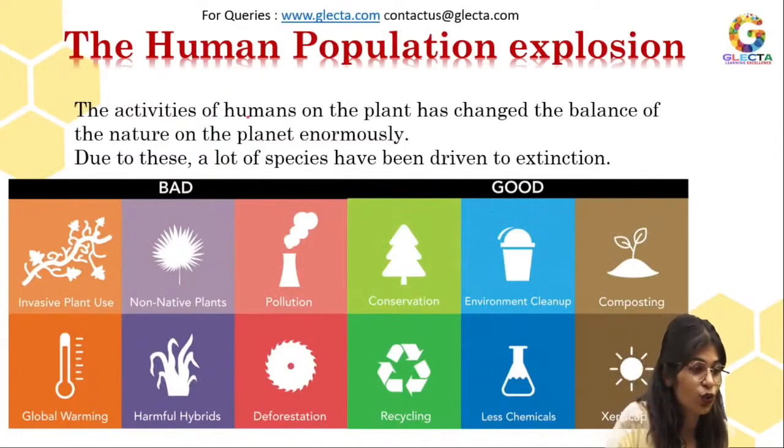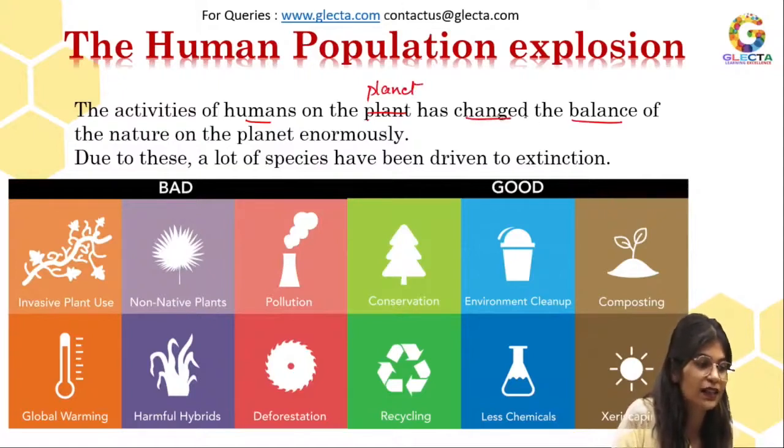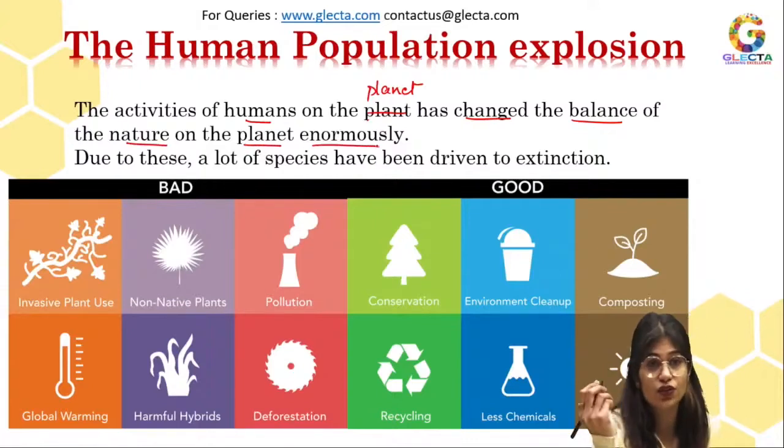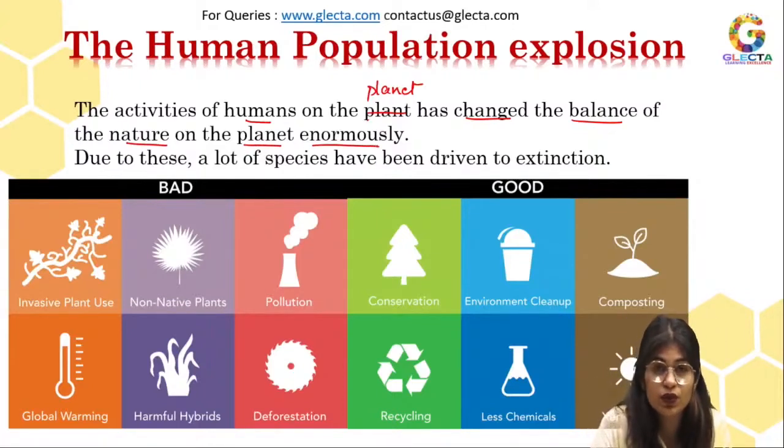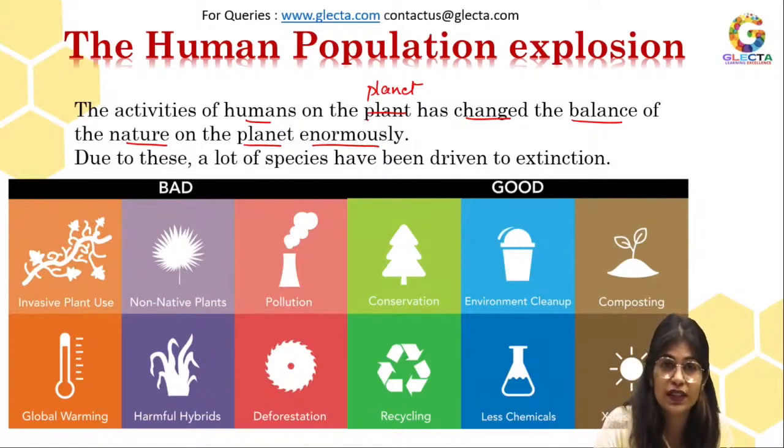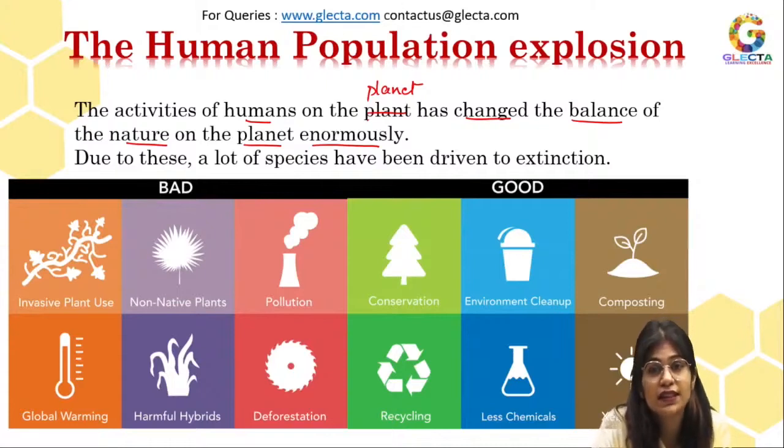The activities of human on the planet has changed the balance of nature on the planet enormously. That's true. We were supposed to live a certain way so that everything around us is balanced. For example, we had to maintain the food chain. We had to maintain the material cycles.